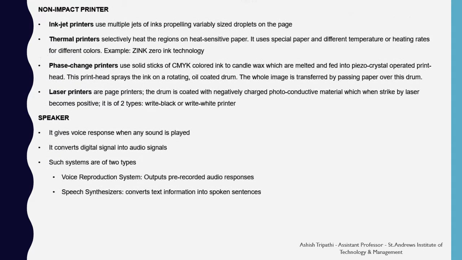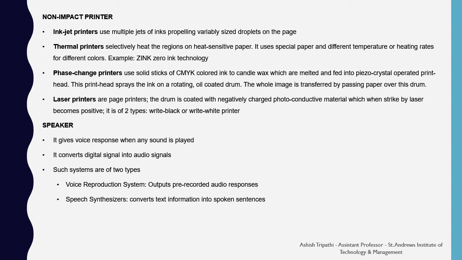Non-impact printer. Inkjet printers use multiple jets of ink propelling variable size droplets on the page. Thermal printers selectively heat the regions of the heat sensitive paper. It uses special paper and different temperatures or heating rates for different colors. Example, ZINK, zero ink technology.